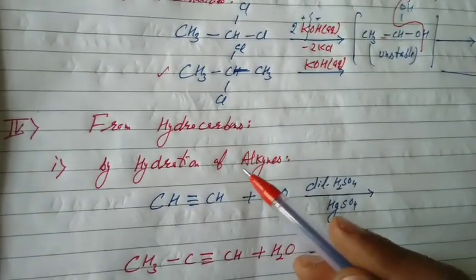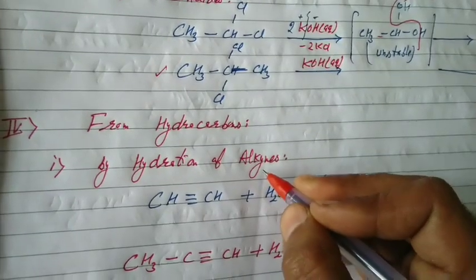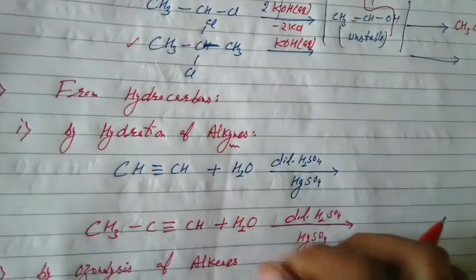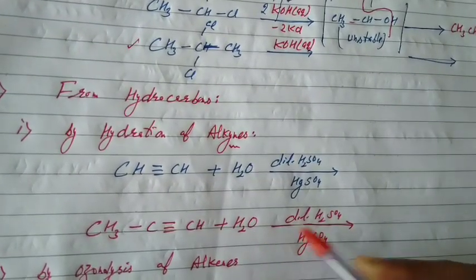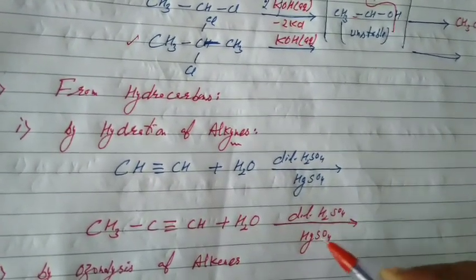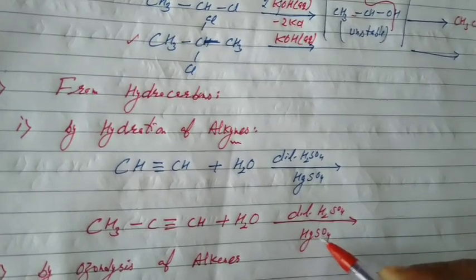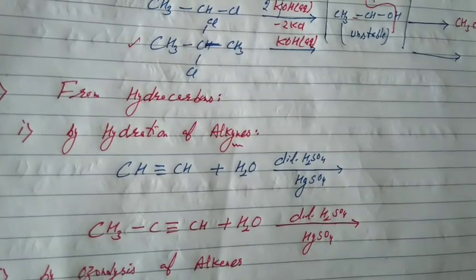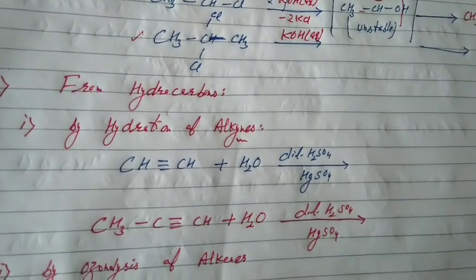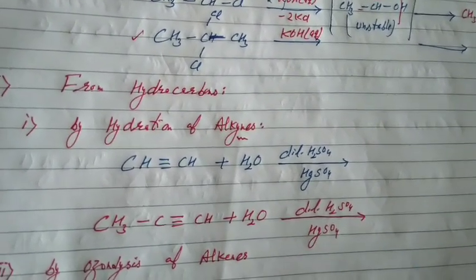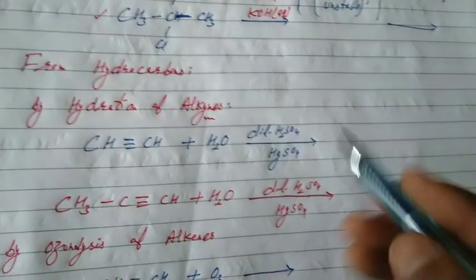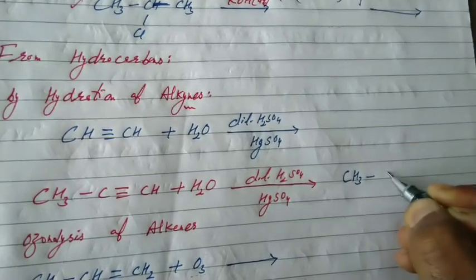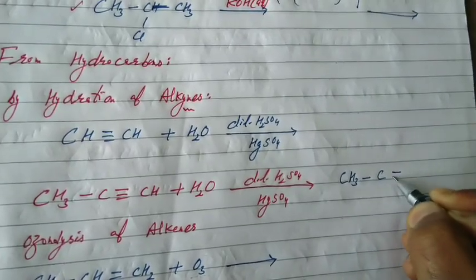Number 1, by hydration of alkynes. Alkynes contain a carbon-carbon triple bond. Hydration always proceeds in the presence of dilute H2SO4. HgSO4, a mercuric salt, acts as catalyst. Alkynes contain unsaturation, a multiple bond, so they definitely undergo addition reaction. Students, what will happen? The triple bond is reduced to double. CH3C, triple bond reduced to double.